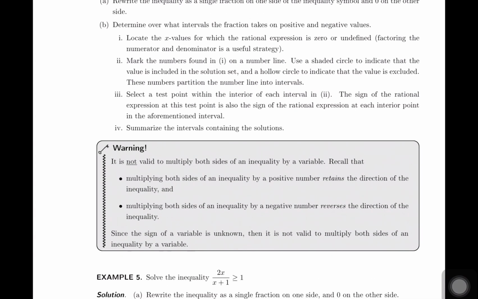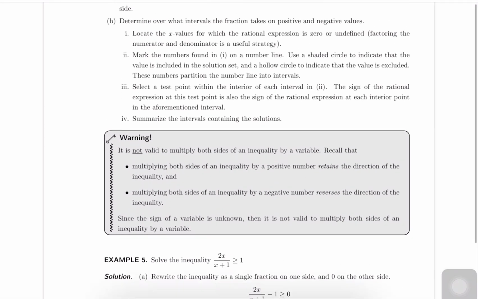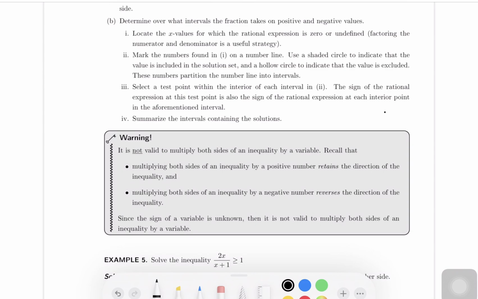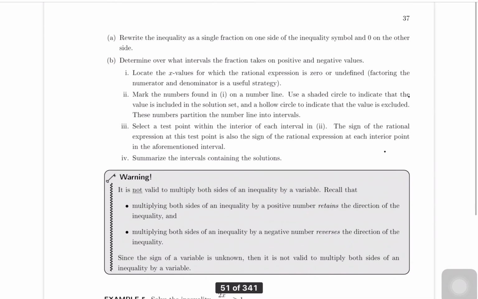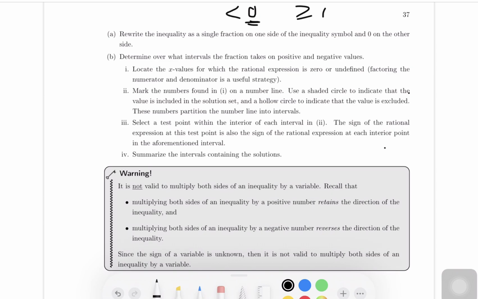So now let's go to how to solve the rational inequality. We have these steps. First, we will rewrite the inequality as a single fraction on one side of the inequality symbol and 0 on the other side. So if our inequality uses less than, it should be 0 on this side. If greater than or equal, 0 on one side or the other side of the inequality.